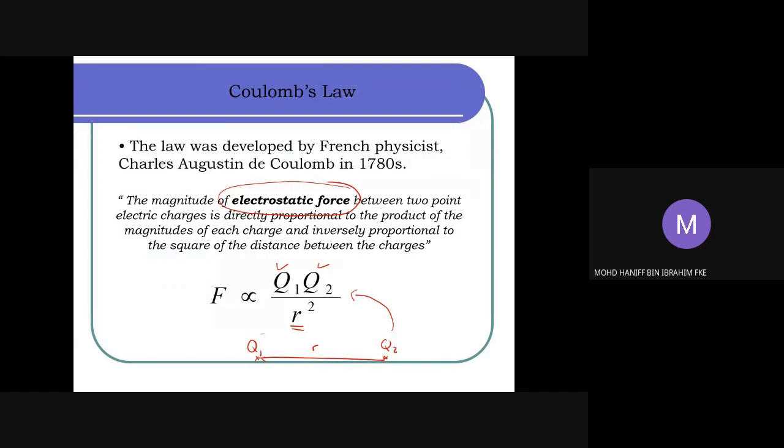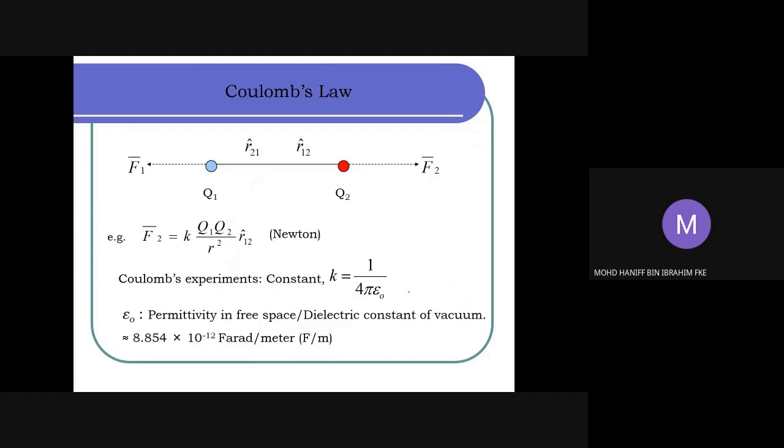Based on the experiment done by Mr. Coulomb, this proportional sign can be changed into an equal sign, where F equals Q1 Q2 divided by R squared, but we need to add a constant K. Based on the experiment, he found out that K equals 1 over 4 pi epsilon naught, in which epsilon naught is known as the permittivity in free space.